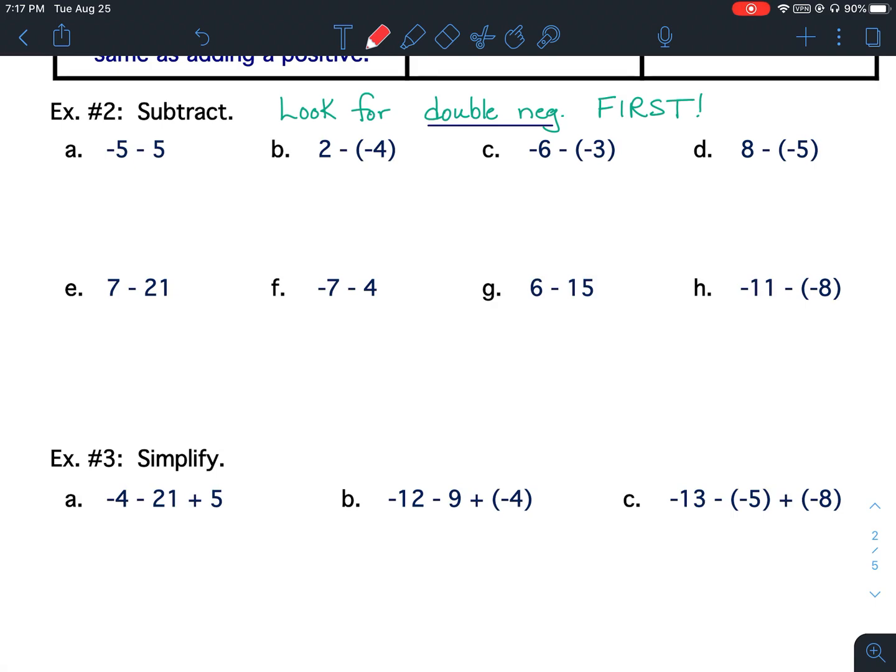Well, when you look at example A, I've got -5 minus 5. Double negatives have to be back-to-back negative signs. I don't have back-to-back negative signs, so I can move on. I can continue with the problem.